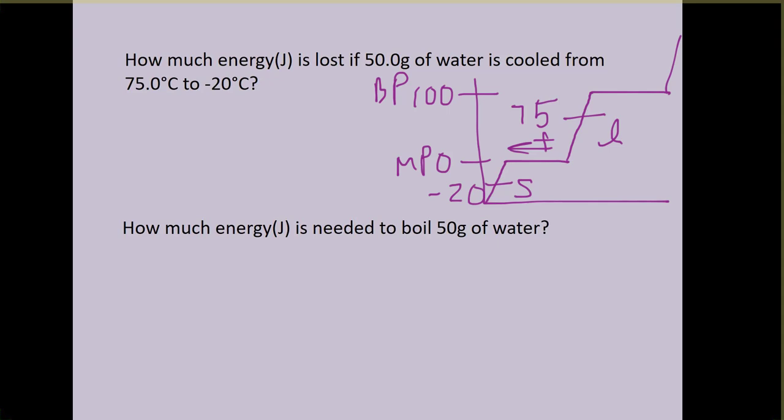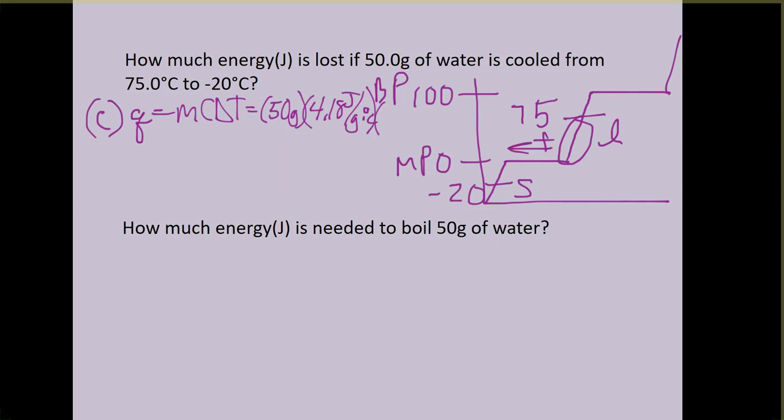So we're in our first area. In your packet, this would be labeled area C. And I use my formula, Q equals mc delta T, and I can fill in. This time I have 50 grams, and my constant for this water area is 4.18. And then my temperature goes from 75 to 0 because this area ends at 0. So that's the maximum I can go.